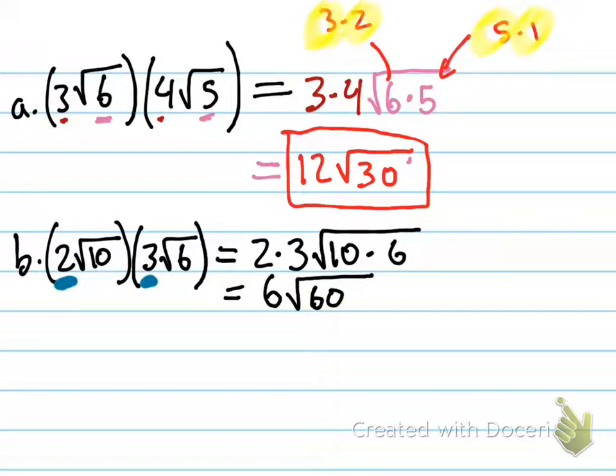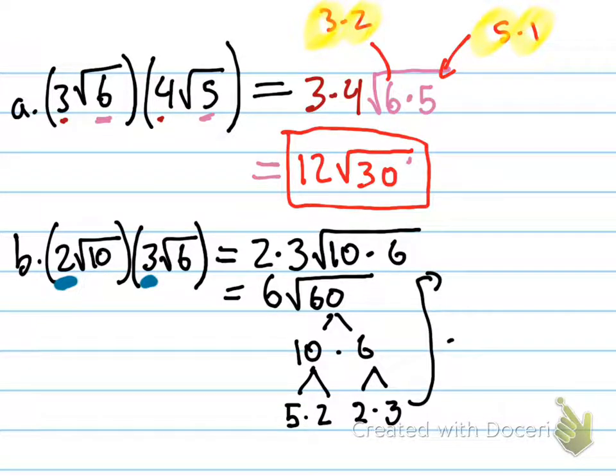So what we're going to do now is break up 60 into factors. We could just leave it 10 times 6. But in this case, we're going to use the long method, using numbers we know are perfect squares. So we're going to break this apart. That's going to be 10 times 6. I know it seems redundant, but 10 is 5 times 2, and 6 is 2 times 3. So now we can rewrite this as 6 times the square root of 5 times 2 times 2 times 3.